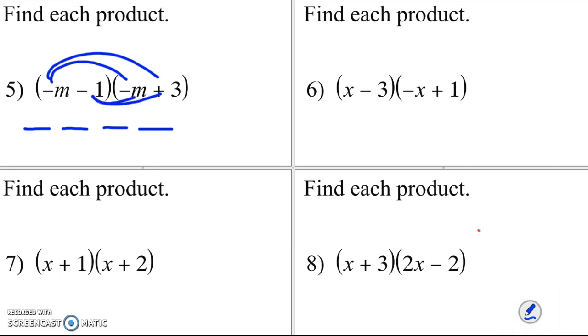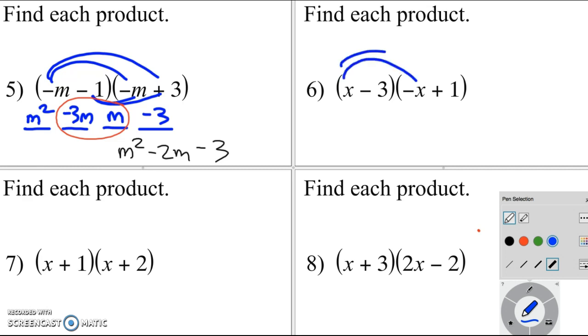So a negative m times a negative m is a m squared. Negative m times 3 is negative 3m. Negative 1 times negative m is a 1m. Negative 3 times a 3 is a negative 3. Okay. I saw a few students leave their answer like this, but you're supposed to combine like terms, just like we did in that previous one. So your final answer here is m squared minus 2m minus 3. Okay. All right, next one.